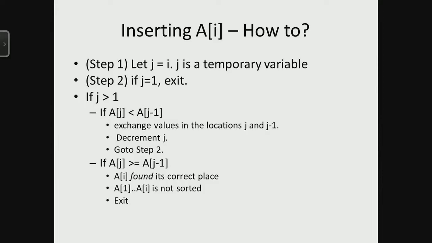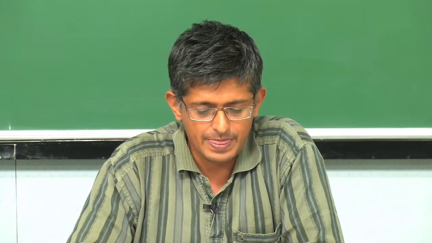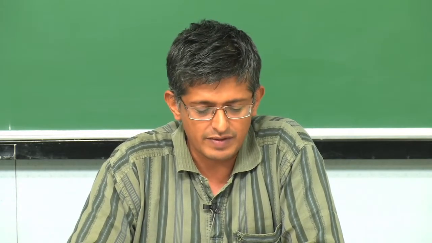Recall that in the previous slide we mentioned that in the ith iteration, the element a of i is inserted into the correct location, so that a of 1 to a of i is sorted, given that a of 1 to a of i minus 1 is sorted when the control enters the ith iteration. So, how does one insert a of i? One can look at the step by step procedure.